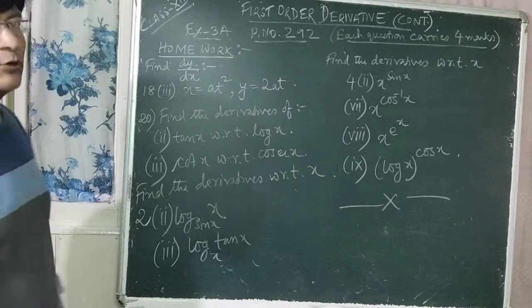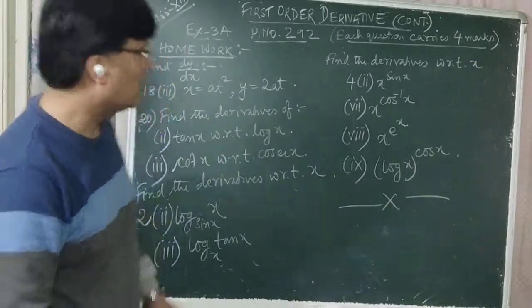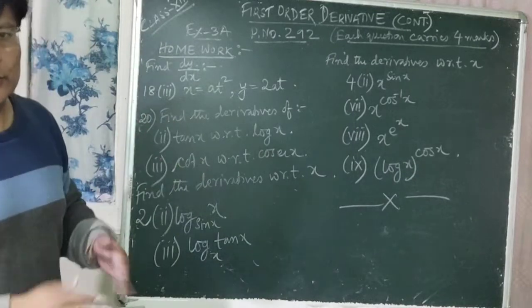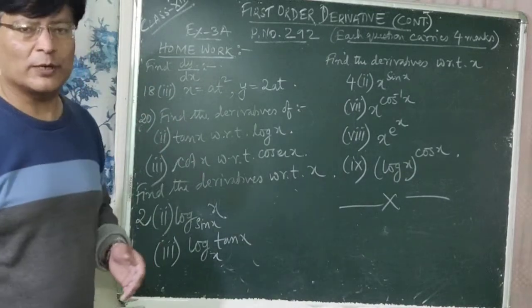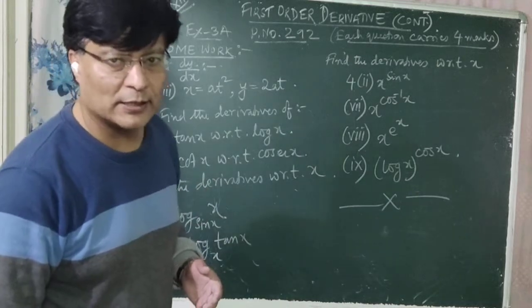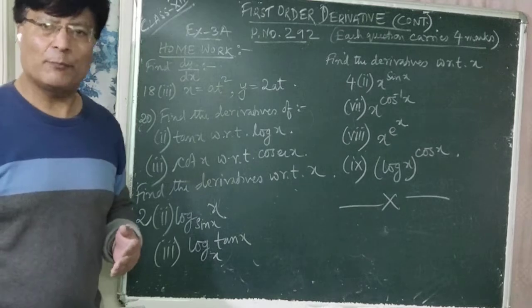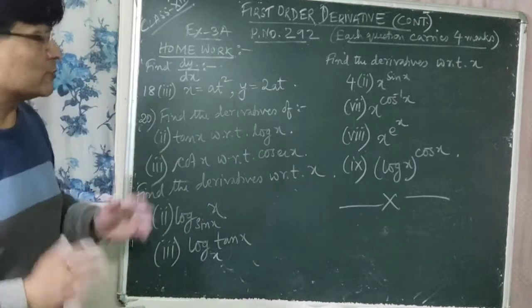So you can do it at home. First of all, you revise all the problems that we did today and do this homework. It will be easier for you to do this homework if you revise all the problems that we did today, okay. So in the next class, we will do different types of problems, okay. So this much is for today.